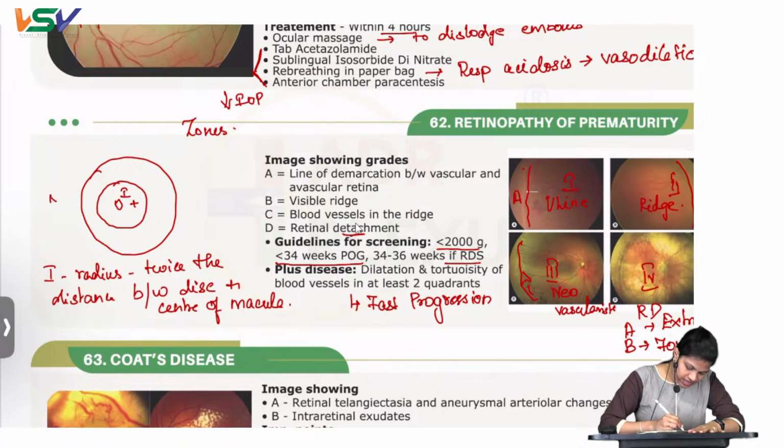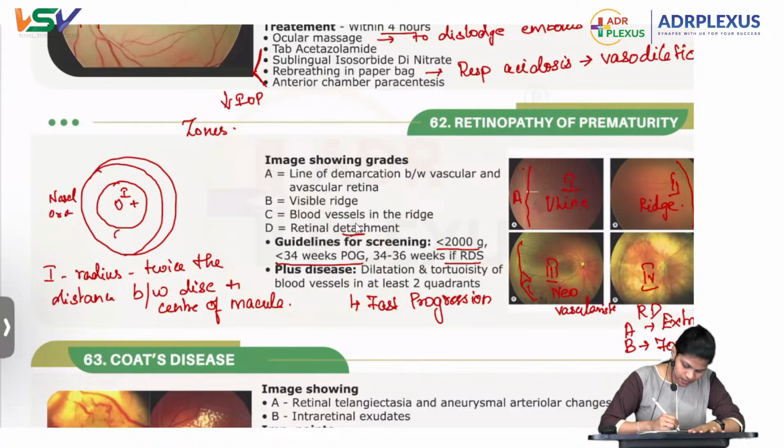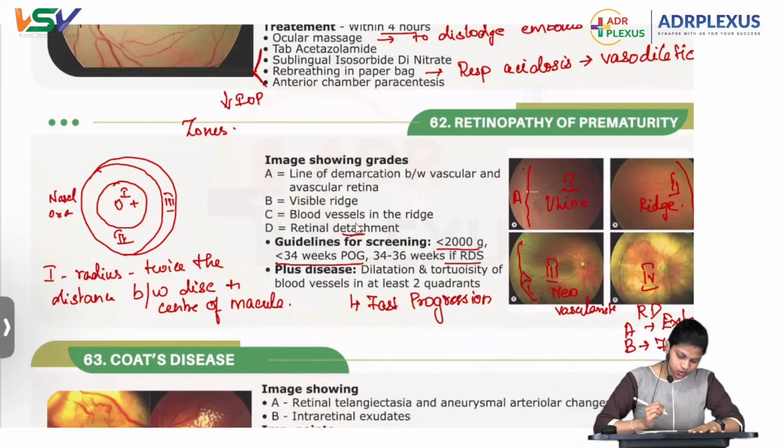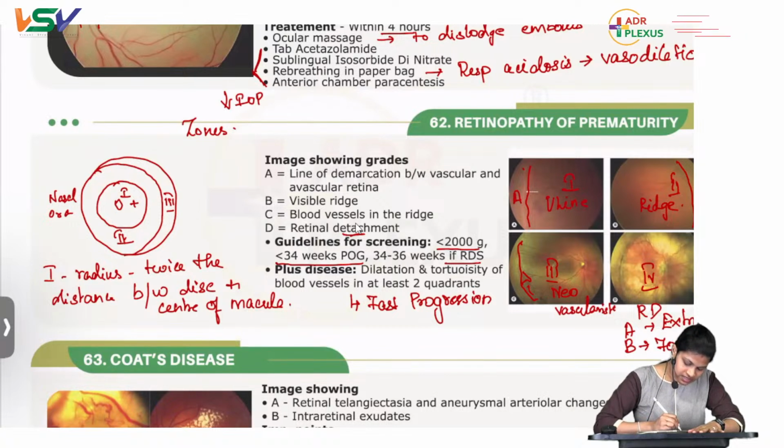Then, including the nasal ora serrata, you have the zone 2, and zone 3 is the rest of the temporal part. Now, one thing to remember here is that zone 1, you know that twice the radius of distance between center and disc of the macula. Zone 2 is still the nasal ora serrata, that's radius, and zone 3 is the temporal. Zone 1 has the disc and the macula.